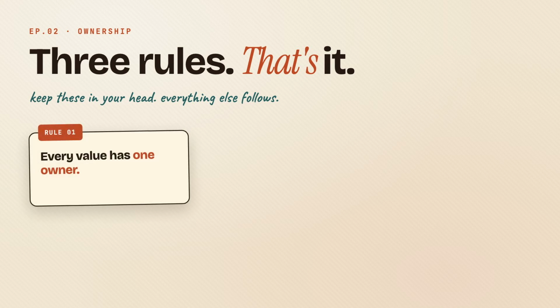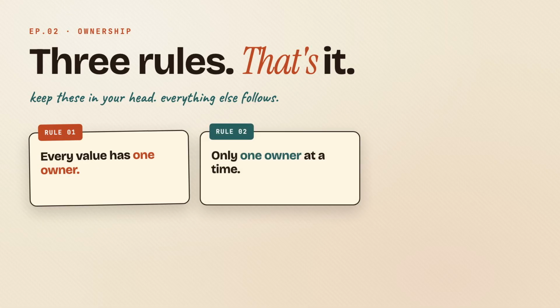Rule number one, every value in Rust has exactly one owner. An owner is just a variable that holds the value. When you create a string and store it in a variable, that variable is now the owner of that string. Rule number two, only one owner at a time. A value can move from one variable to another, and the ownership goes with it, but never two owners at once.